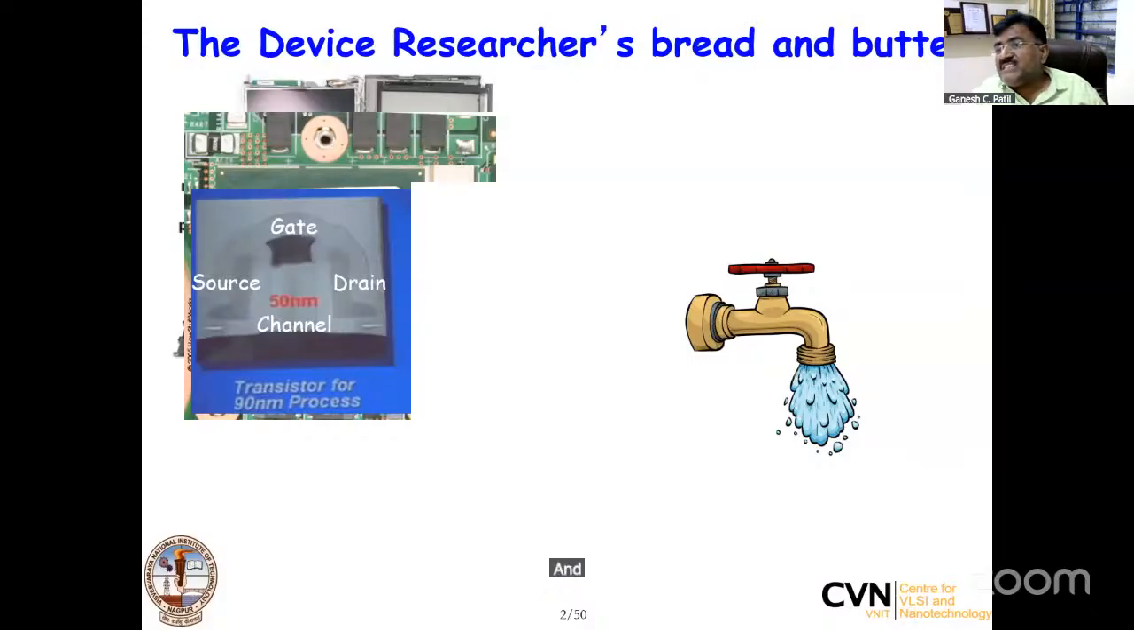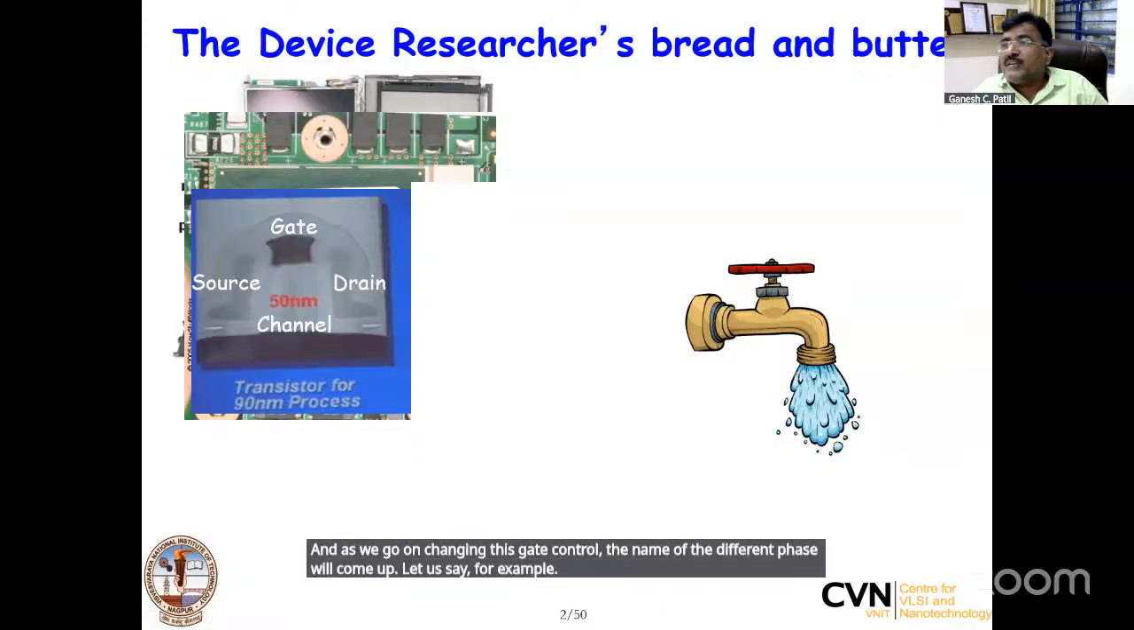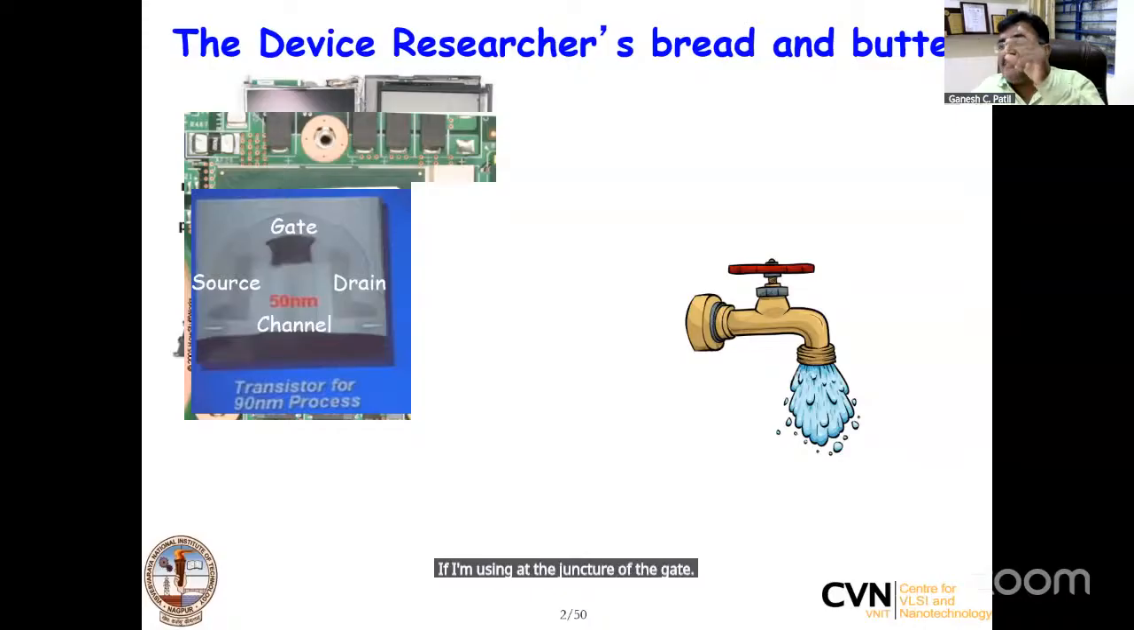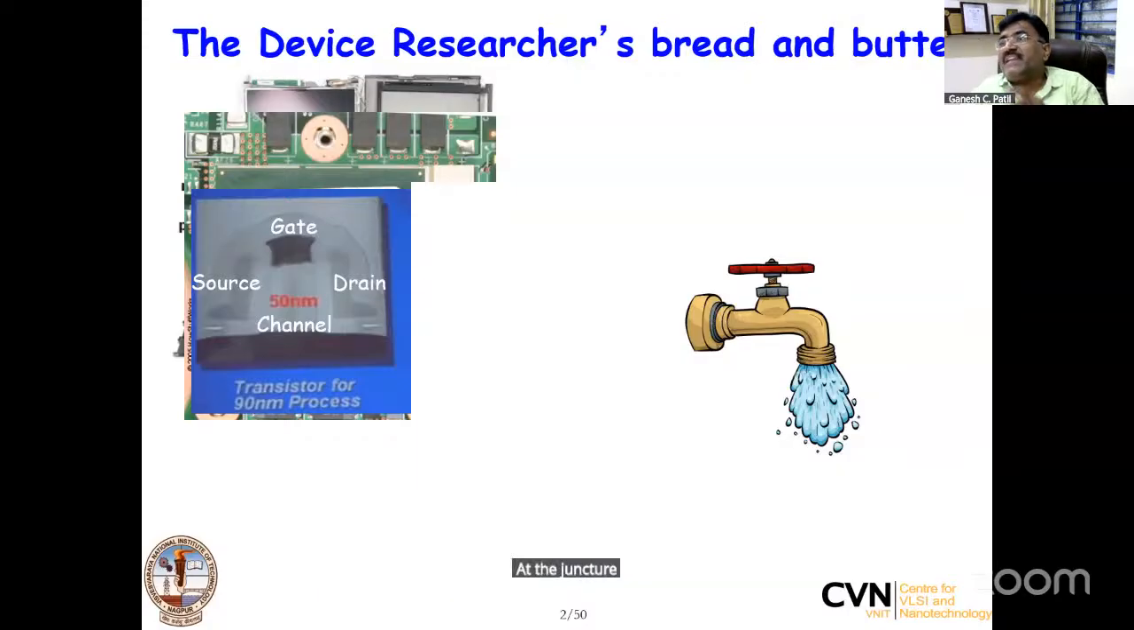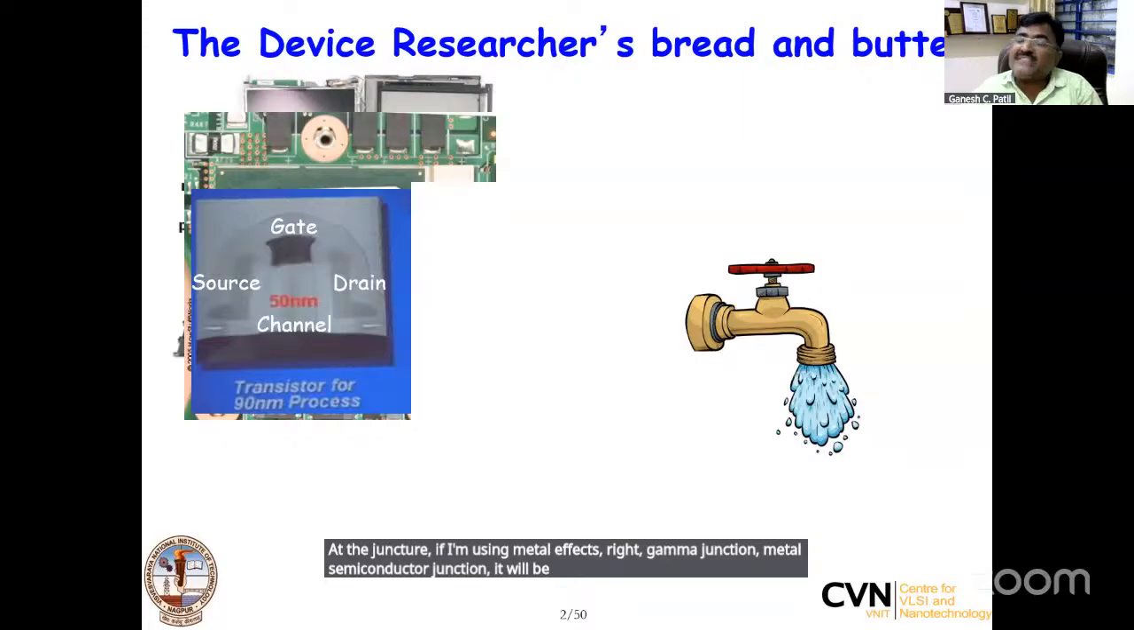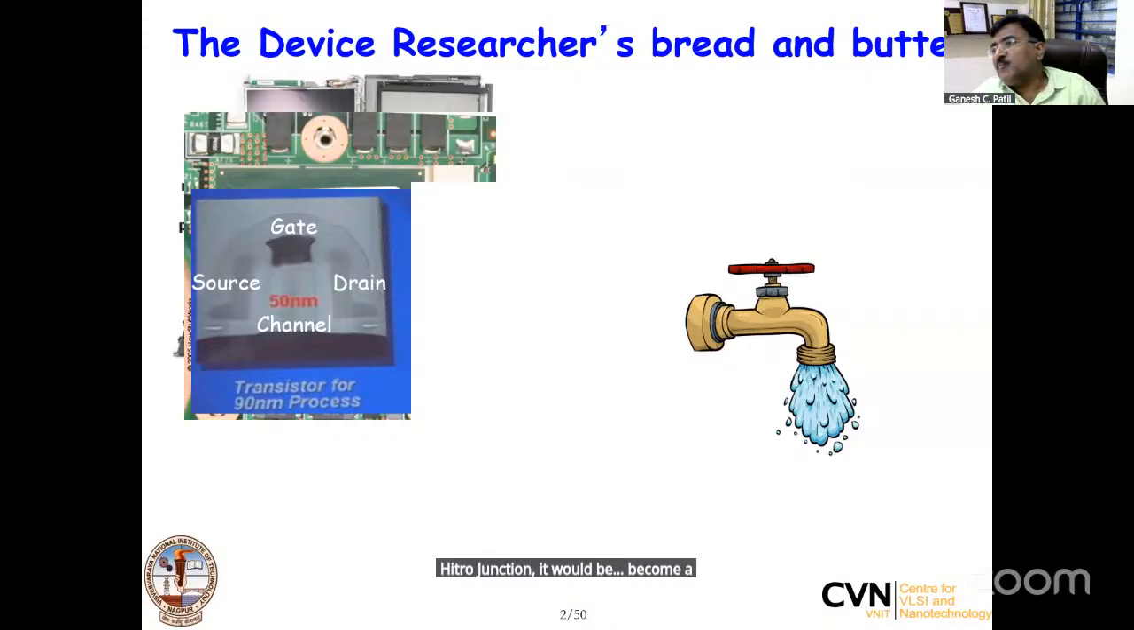And as we go on changing this gate control, the names of the different FETs come up. Let us say, for example, at this gate control, if I use a junction, I mean a PN junction kind of diode, it will be called a JFET. If I use a MOS junction at the gate, metal oxide semiconductor junction, it would be called a MOSFET. If I use a metal semiconductor junction, MS junction, it will be named a MESFET. Or even if you use a heterojunction, it will become a high electron mobility transistor.